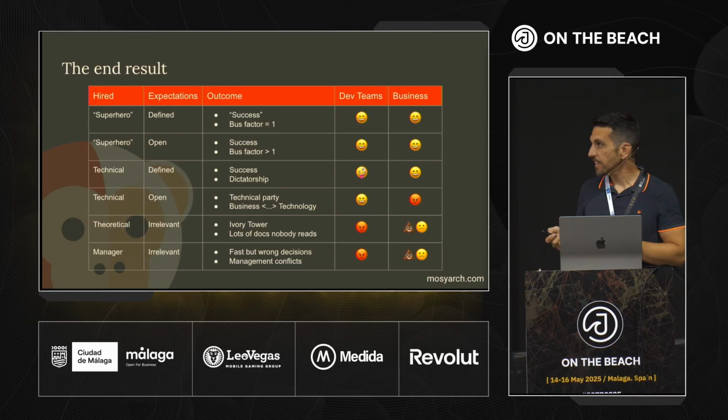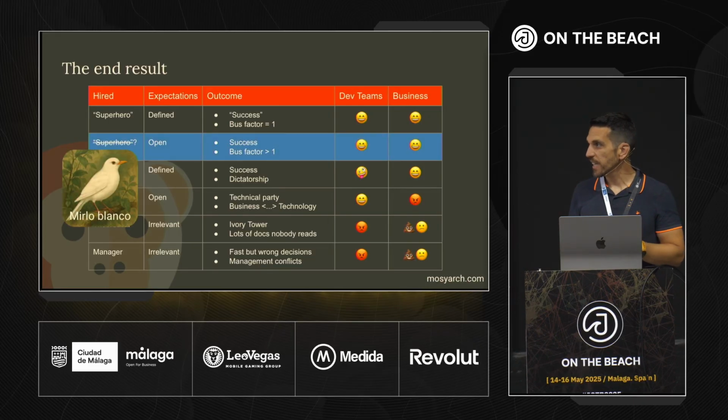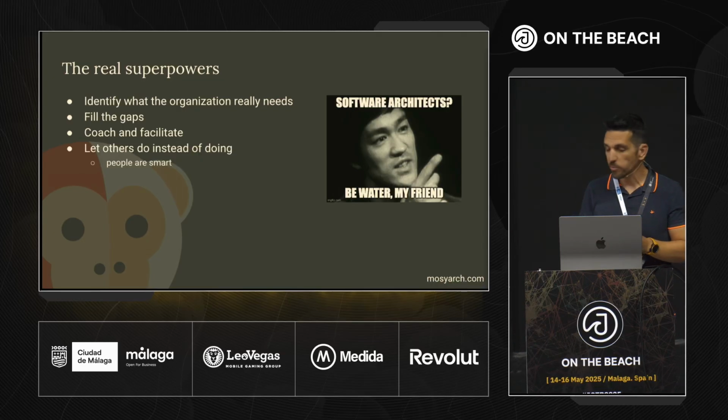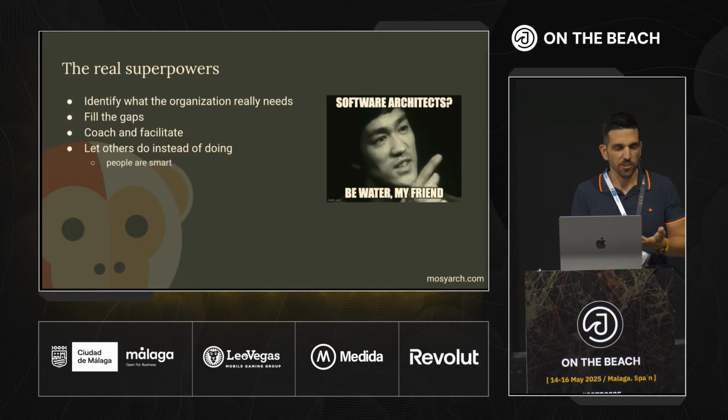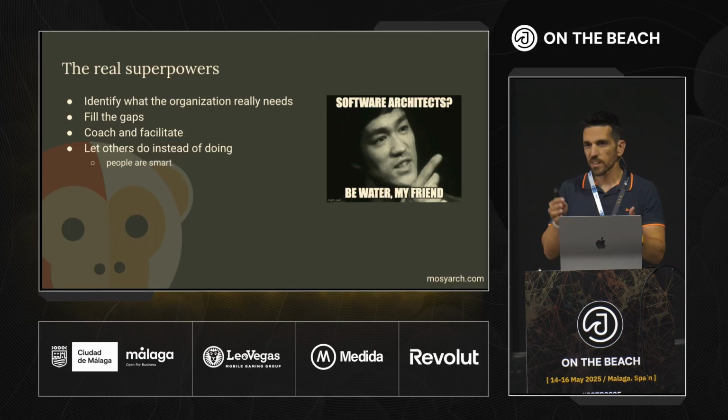So that's how we can find what we say in Spanish, the mirlo blanco, the white blackbird. The reality is that this person or this profile is not a superhero. It's just someone who is serving as a glue or trying to fill the gap that the organization needs to fill. So the real superpowers are: they need to identify what the problem is, what the challenge is, and that means they need to distill the job offer a bit after they land and see what's needed there. Then that person or people need to fill the gaps.